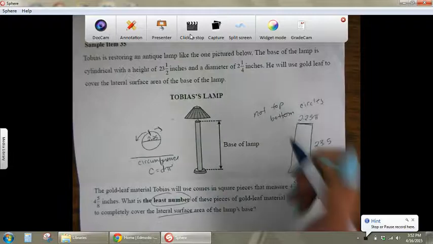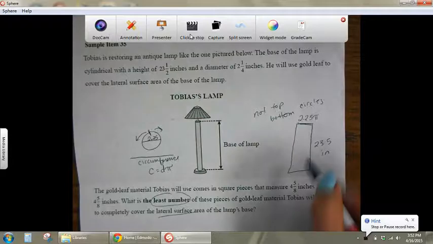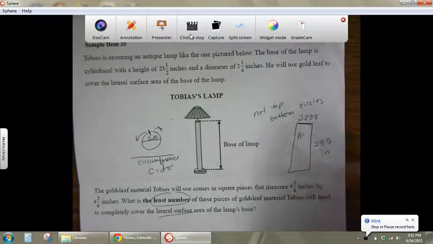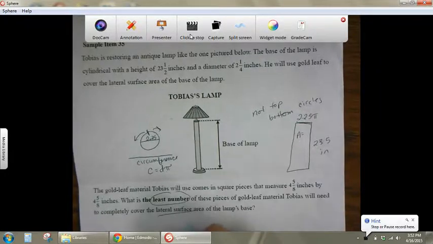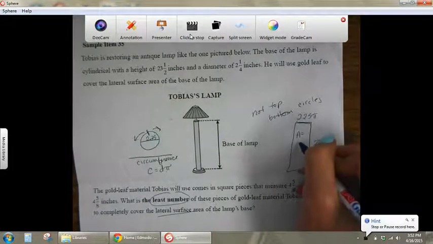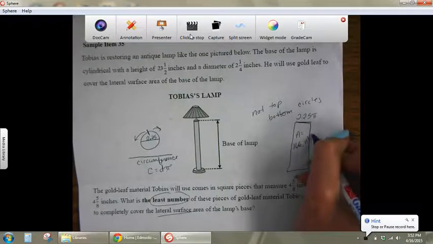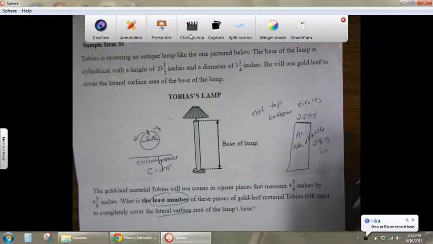The question does ask us what's going to happen if we're completely covering it with these squares. So let's first find the area of this. The area of the shape is going to be 2.25 times pi times 23.5, which is going to give me an area of 166.1117116.